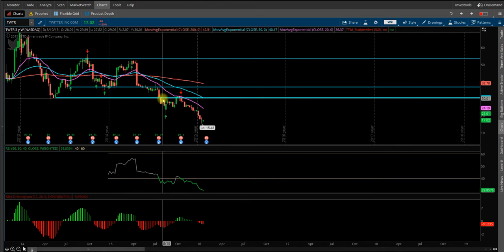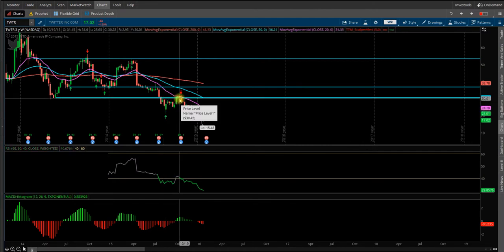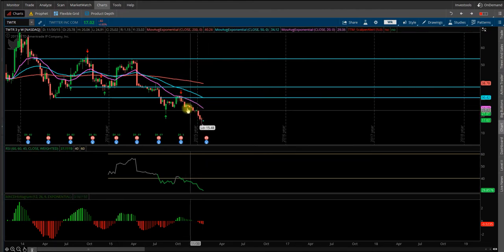Actually what happened here is as soon as it shot down through it, this became the overhead resistance. They shot down to it and they ran it up just to test it, to see if it could get some momentum and get back up there, and it didn't. And I didn't expect it would either. So now it's just totally tanked.